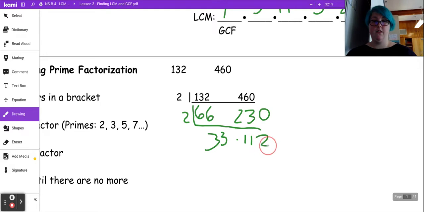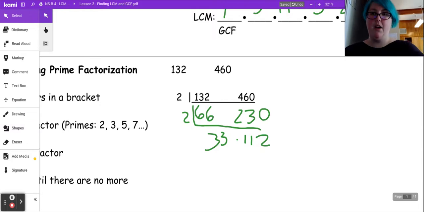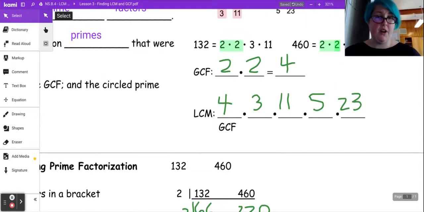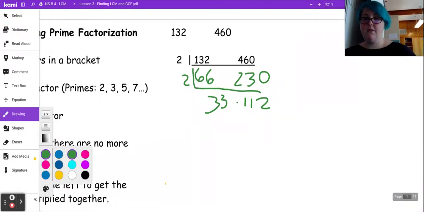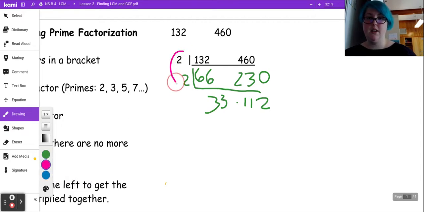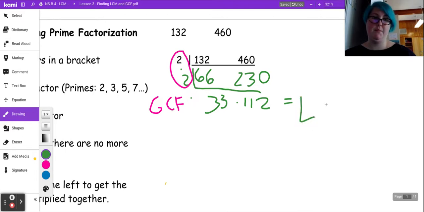Now, we don't need to break these down any further because we know from above we found the GCF, the greatest common factor, was 4. And if we scroll back down here, oh, look, suddenly we've got 2 and 2 here. Oh, look, that's our GCF. We got the exact same answer. So everything that you divided by is your greatest common factor. And then 2 times 2 times 33 times 115 equals your lowest common multiple.